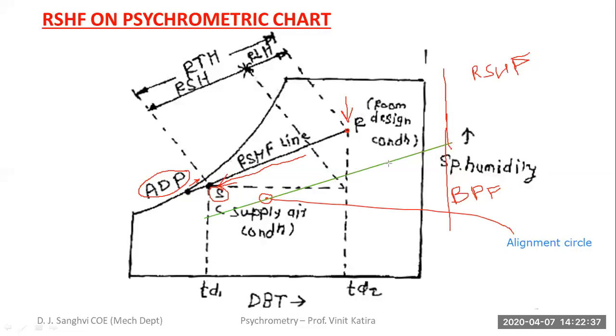Understanding? So was 0.7 taken as an example? No, we are taking 0.9 RSHF as the example. From the RSHF scale on the right hand side, you will locate 0.9, and from there you will draw a line passing through the alignment circle. So that same line is going to represent cooling and dehumidification with an RSHF, or room sensible heat factor, of 0.9. So that line you have to draw parallel so that it passes through your room design condition point.